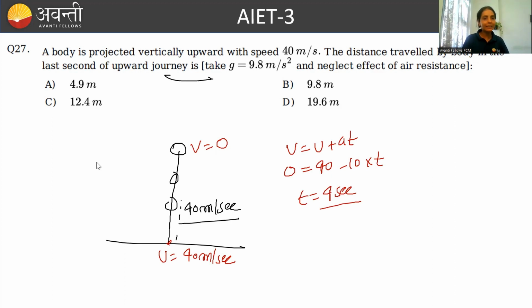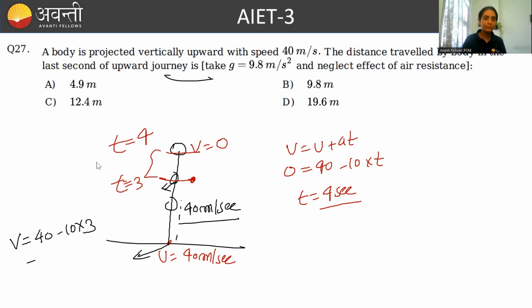We are asked distance traveled in the last second of upward journey. So last second means from 3 second to 4 second. So we have to calculate distance covered from 3 second to 4 second. How can we easily do it? If we know velocity at t equal to 3 second, we can easily calculate. And we can calculate velocity at 3 second, considering this as the initial point, this as the final point. So V equal to 40 minus 10 into 3. So that is equal to how much? 10 meter per second, right?